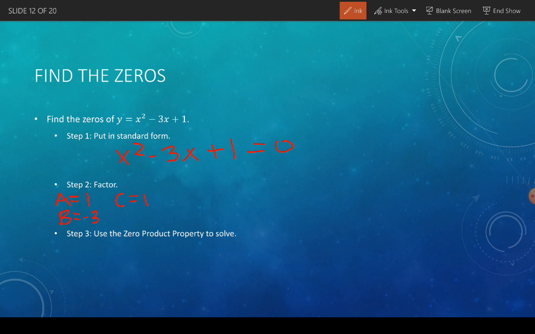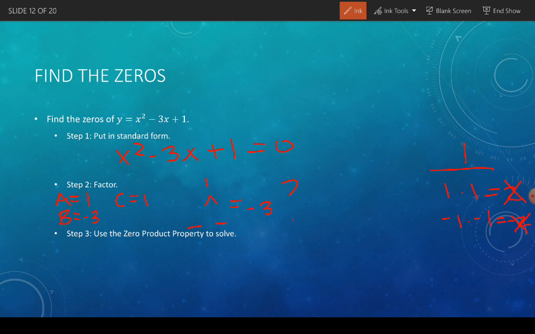So I need to find two numbers that multiply to A times C, which is 1 times 1, which is 1, and add to B, which is -3. Our factors for 1 are 1 times 1 and -1 times -1. If I multiply 1 times 1, I do get 1, but when I add those, I get 2. So that doesn't help. When I add -1 plus -1, I get -2, which is not -3, so that doesn't work. So there are no magic numbers here. What would they be? Well, we can't find out using factoring.